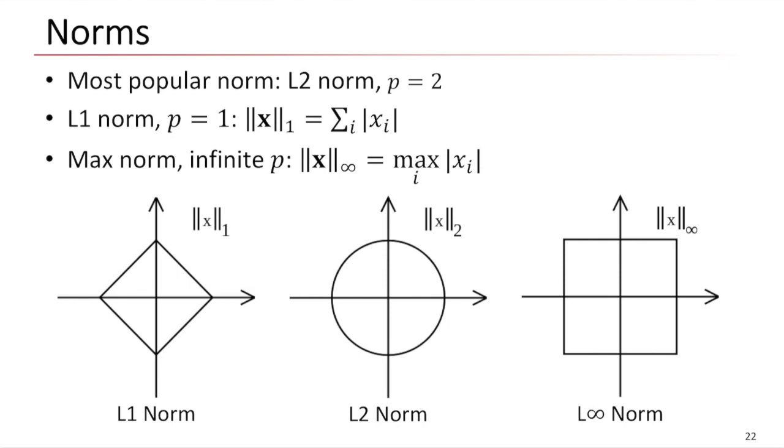For example, the most popular norm is the L2 norm. L2 norm means p is equal to 2. Another example is the L1 norm. When p is equal to 1, it is represented like the summation of the absolute values of the elements x_i, like this. Another example is the max norm. Max norm means that p is equal to infinity. So the max norm can be represented like this.